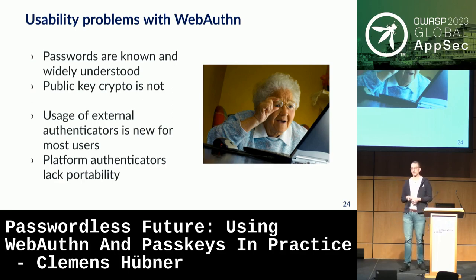And even my grandmother can use a password and she understands that she has to keep it secret. And in theory, she also understands that it should be complex. In practice, she's even less capable of memorizing complex passwords than we are, but it is a known concept and it is widely understood. Public key cryptography, on the other side, I don't know about your grandparents, is not that much understood. And if I would give my grandparents a YubiKey, or maybe even my parents, they would not really understand how to use it, or maybe how to use it, but they do not understand how to keep it secure, how to use it in daily life. I mean, they can plug it in, but what if they lose it?